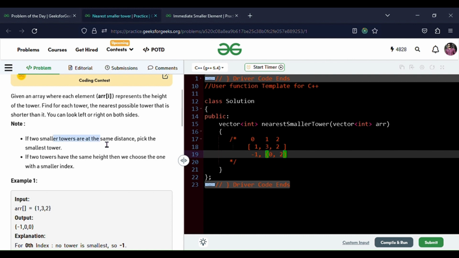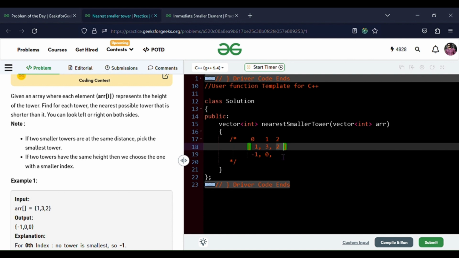So we can apply the first condition. If two towers are at the same distance, pick the smallest tower. So we have to pick the smallest one. The value at index 0 is 1, the value at index 2 is 2, so the minimum is 1 and its index is 0, so we choose index 0.